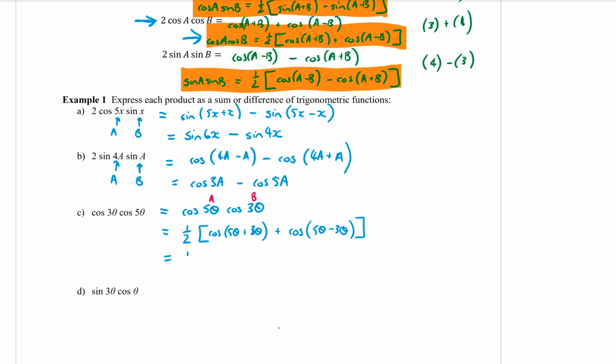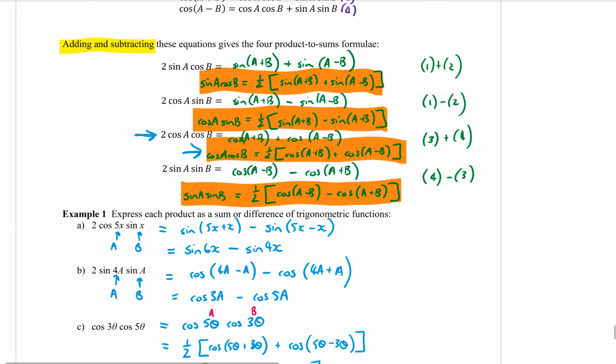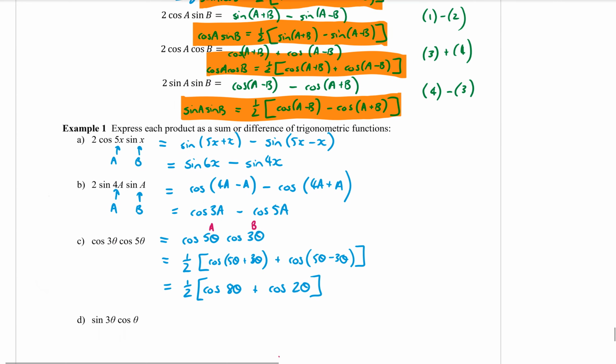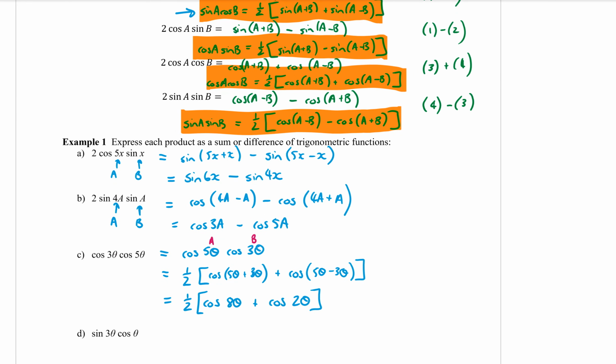And D, we have got sine 3 theta, cos theta. So sine then cos means we're using the top one. We don't have the 2, so the highlighted version. So A would be the 3 theta, B would be the theta.